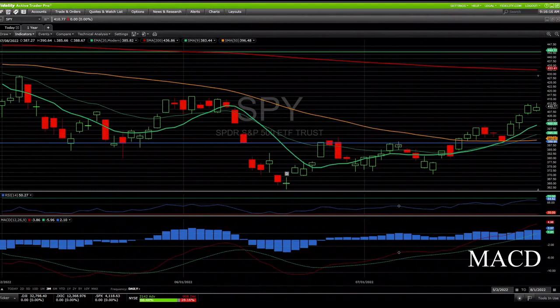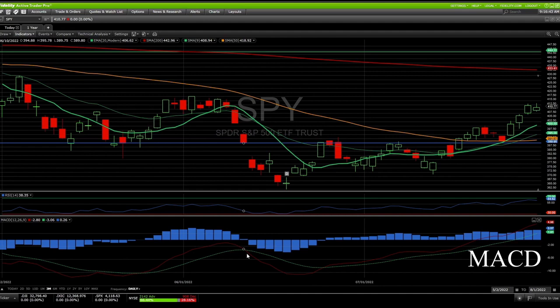So the MACD is the moving average convergence divergence, and it's calculated by subtracting the 26-period exponential moving average, the EMA, from the 12-period EMA. The MACD triggers technical signals when it crosses above to buy or below to sell at the signal line. So here we've added the MACD. The MACD is the red line right here. This is the signal line.